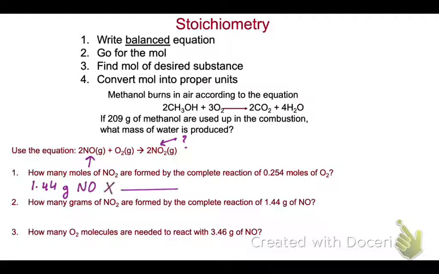I take it to the mole. I know that 1 mole of nitrogen monoxide has the molar mass of 30.01 grams of nitrogen monoxide. Then I take it to mole ratio. From my balanced equation, I can see that there are 2 moles of nitrogen dioxide that are going to form from 2 moles of nitrogen monoxide.